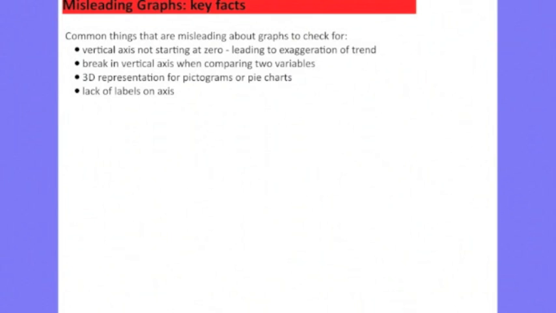There might also be things in relation to the thickness of the lines used or the shading to be able to draw your attention visually to certain aspects of the graph.